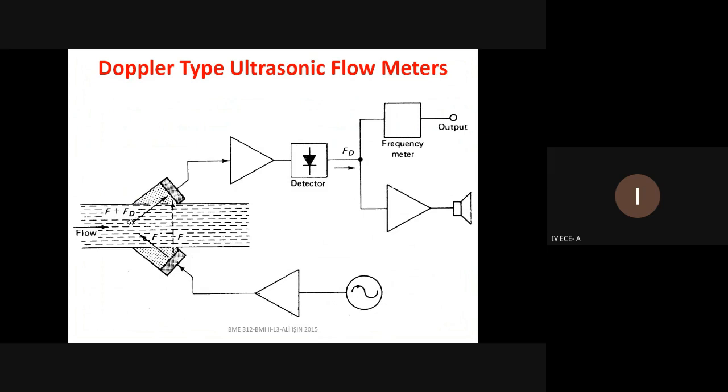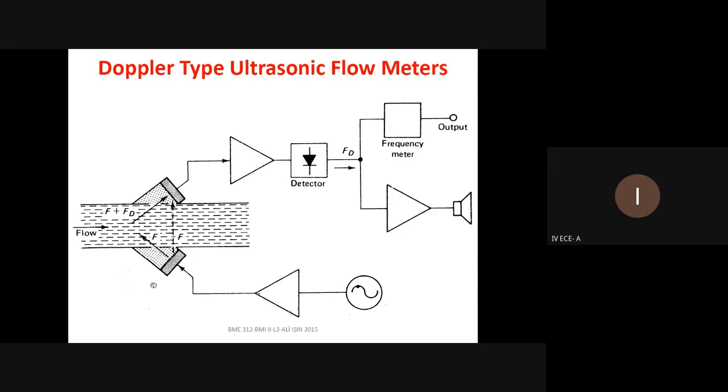The received frequency is F plus Fd or F minus Fd, depending on the direction of blood flow. When the blood flow is in the same direction as the beam, the frequency is F plus Fd. When the flow is in the opposite direction, it is F minus Fd. The Doppler component Fd is directly proportional to the velocity of blood flow, and part of the transmitted energy reaches the second transducer directly with the frequency unchanged.